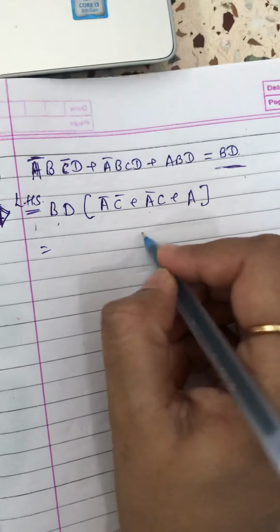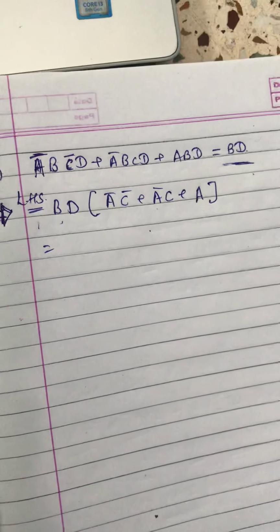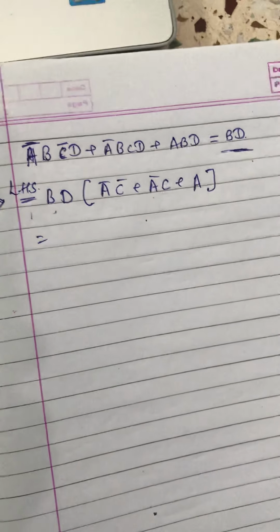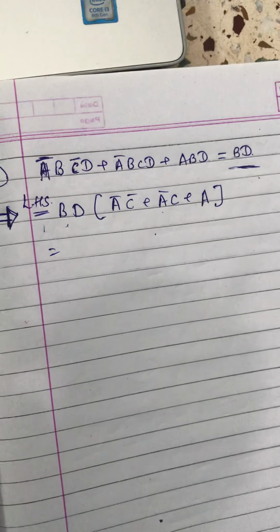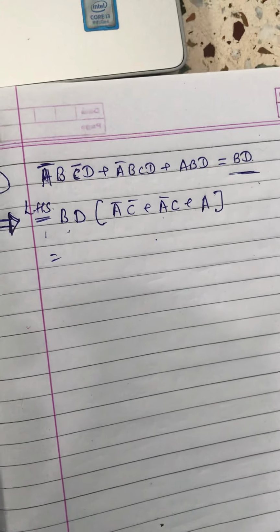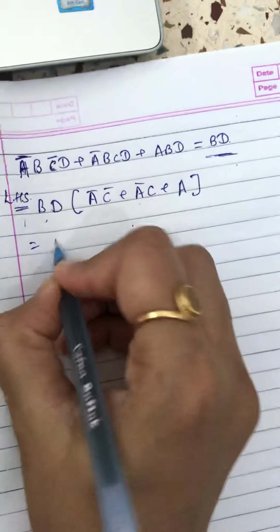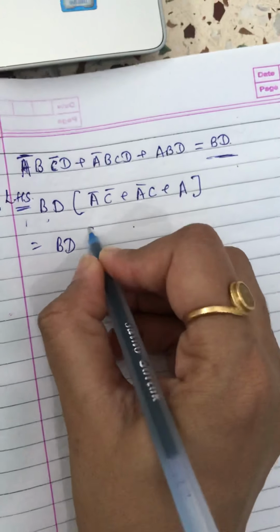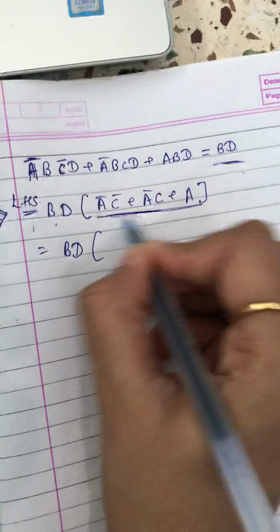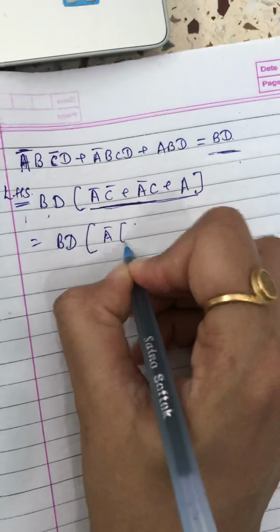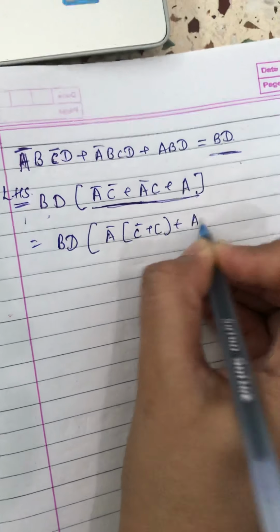Remember that if you have a major term on the right hand side and a smaller term on the left hand side, in that case you need to start from the right hand side, and solve it to get the left hand side terms. So let's start from BD. Now you can make common from these two. You can take common A bar from this, right? Then C bar plus C will be there and A will be as it is.